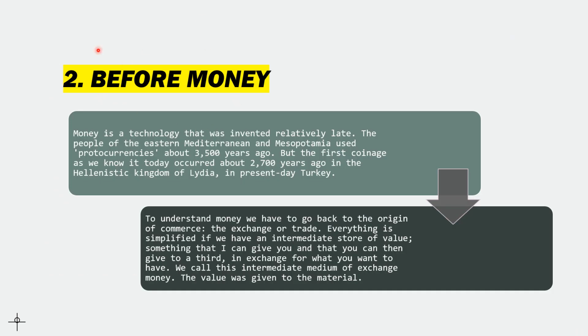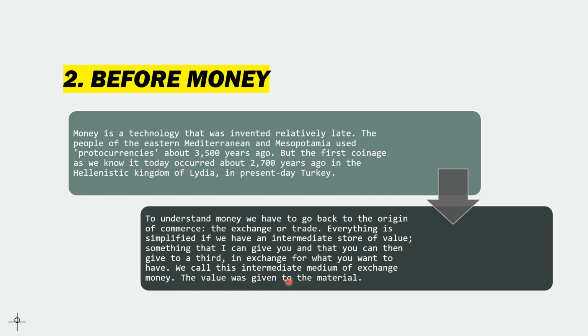Now we are going to start with the second point, what was before the money. Okay, money is a technology that was invented relatively late. So before the invention of the money, we have to go back to the origin of commerce, and that was the exchange and or trade. Everything is simplified if we have an intermediate store of value, something that I can give you and that you can give to a third in exchange for what you want to have. We call this intermediate or medium of exchange money.